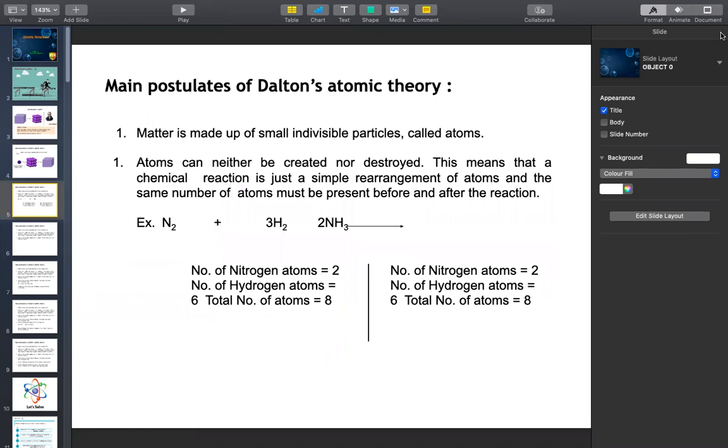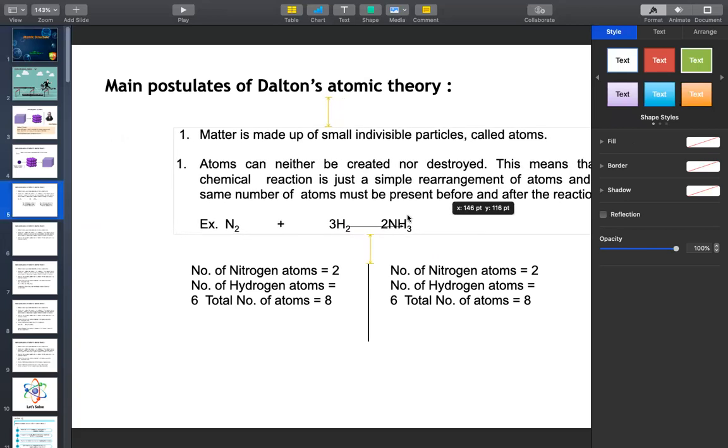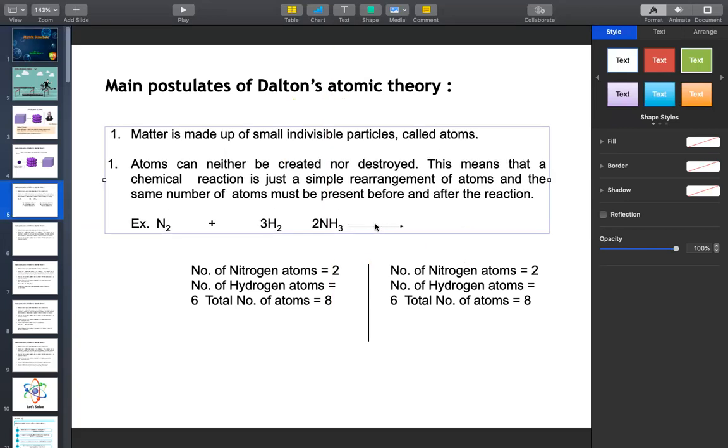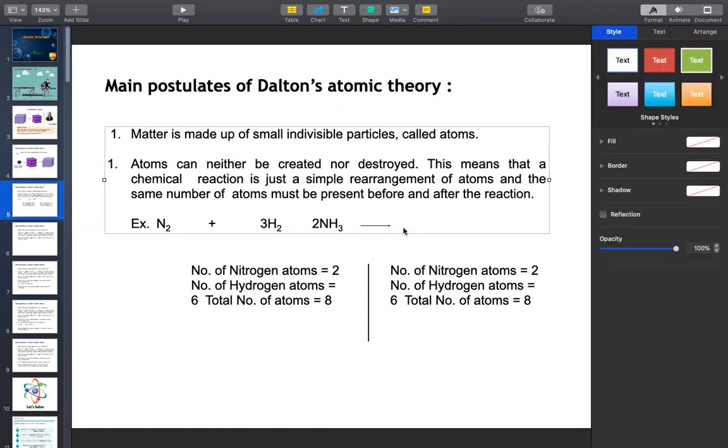Atoms cannot be created nor destroyed during a chemical reaction. There is just a rearrangement, like N and H will rearrange themselves and form ammonia. This arrow has shifted backward; ideally it should come in between. So N2 plus H2 give 2NH3. That is a rearrangement of the atoms.